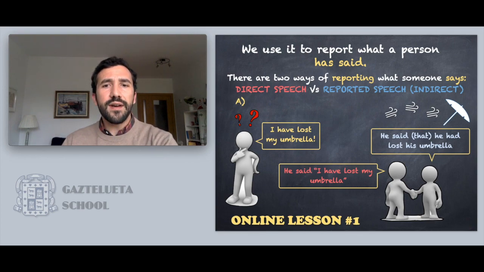For example, what if I say, I have lost my umbrella? In Spanish, it would be, he perdido mi paraguas. We have two ways of saying what this person has said. The first one would be the direct speech, okay? With this speech, we repeat exactly what someone says. It's marked in this slideshow with the red color. If I say, I have lost my umbrella, you can say, he said, I have lost my umbrella. No changes at all, okay?